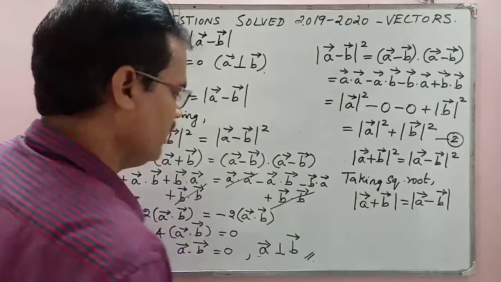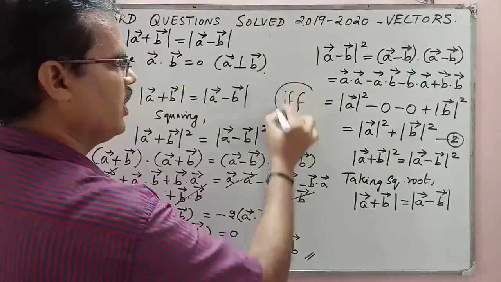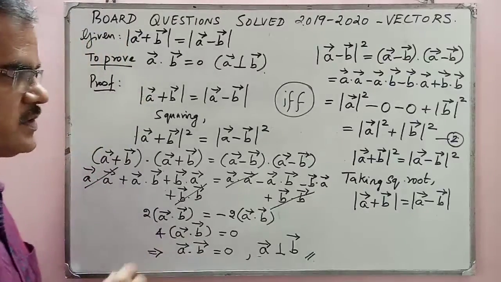This completes the question. Children, you should know "if and only if". When you see this, you should understand you have 2 parts. One is the direct part and the other one is the converse part.